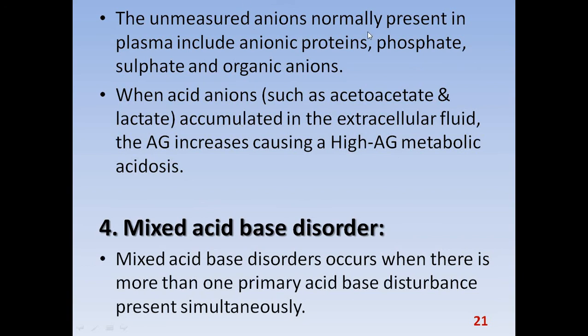The unmeasured anions normally present in the plasma include anionic proteins, phosphate, sulfate, and organic anions. This will constitute the anion gap. Now, when acid anions such as acetoacetate and lactate accumulate in the extracellular fluid, the anion gap increases, causing a high anion gap metabolic acidosis.